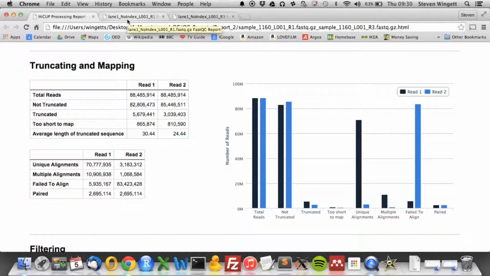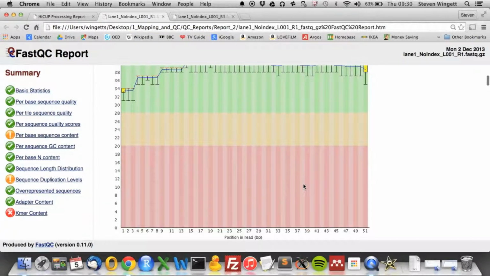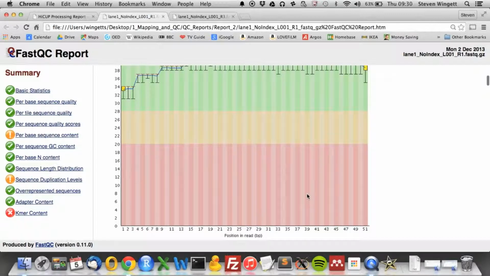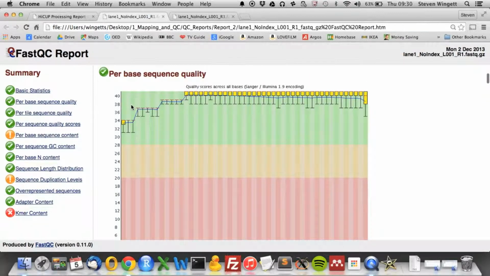These are reports that provide a general overview of the quality of the sequencing. And if we look at the FastQC report for the forward read, just looking at the basic quality statistics, everything is looking pretty good. Most of the reads are high in terms of their quality scores, which means the number of base calling errors is likely to be low.